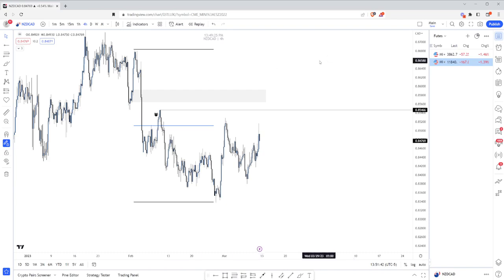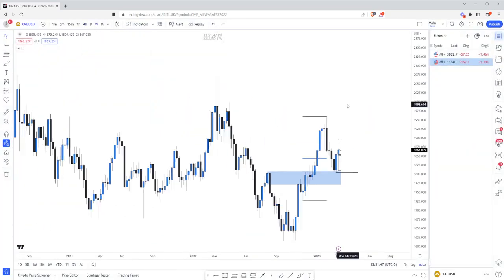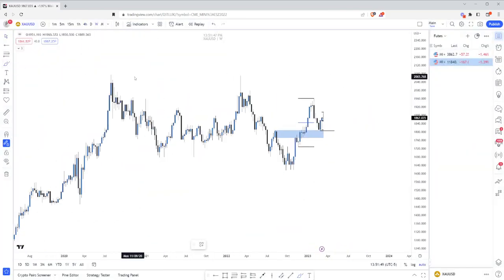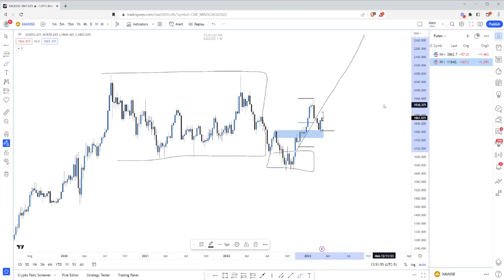And also, a little bit more on gold. Just the last session, I talked about power of three. So accumulation, manipulation, distribution. That's the reasoning behind this.